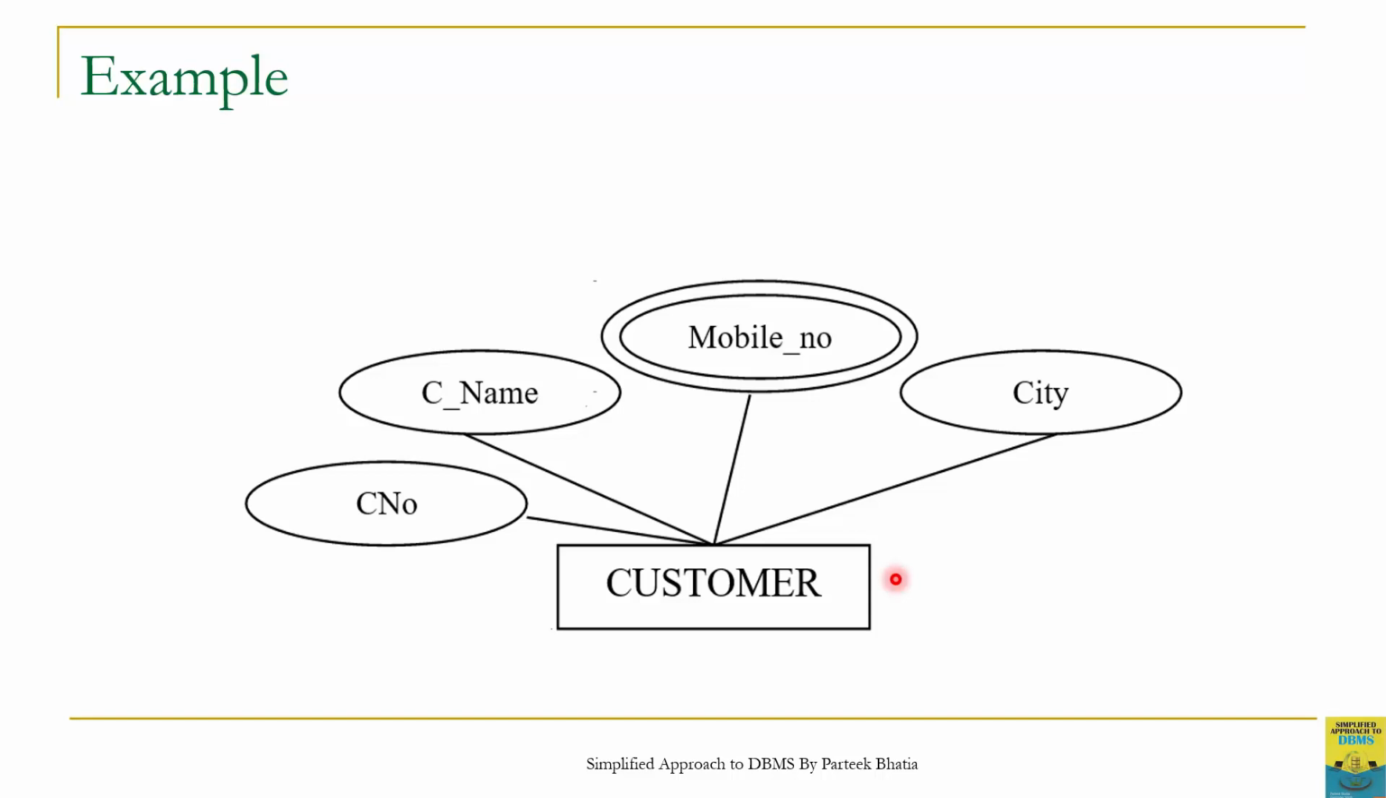We have already discussed that for every entity set, we need to create a table. So it is clear that we have to create a table for customer. For every simple attribute, there will be a column in the table. So there is no doubt that there will be a column for C number, C underscore name and city in the customer table. But the issue is how we can handle multiple values of mobile number in this entity set. There are multiple solutions to handle it. We will discuss each solution one by one and its problem, and ultimately, we will find out the best possible solution to handle this multi-value attribute.